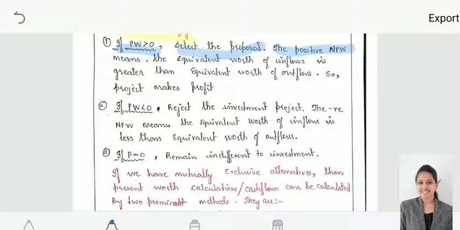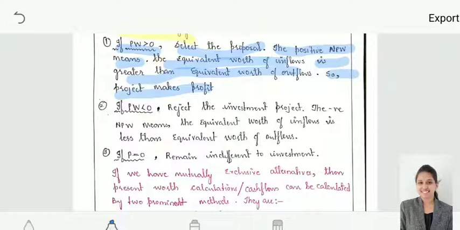A positive net present worth means the equivalent worth of inflows is greater than the equivalent worth of outflows, so the project will make a profit. That means if your present worth value is more than 0, we have to select that particular investment proposal. Why? Because with a positive net present value the equivalent worth of inflows is greater than the outflows. That means the amount that you are getting back is more than the amount that you have to invest, or the expenditure that you make. So this project will make a profit.